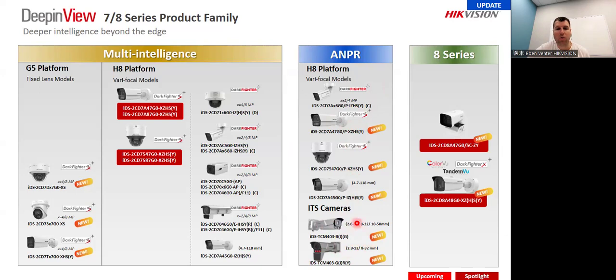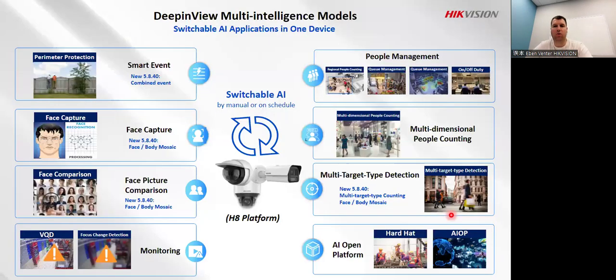But just to drag your attention to one of them here, as you can see in the naming rule, is from 4.7 to 118 millimeter lens. That is 25 optical zoom, if you're unfamiliar with that. So it's quite a distance. And in our 8 series, we got different ones, especially the tandem view cameras. Very intelligent, quite a bit that we can do.